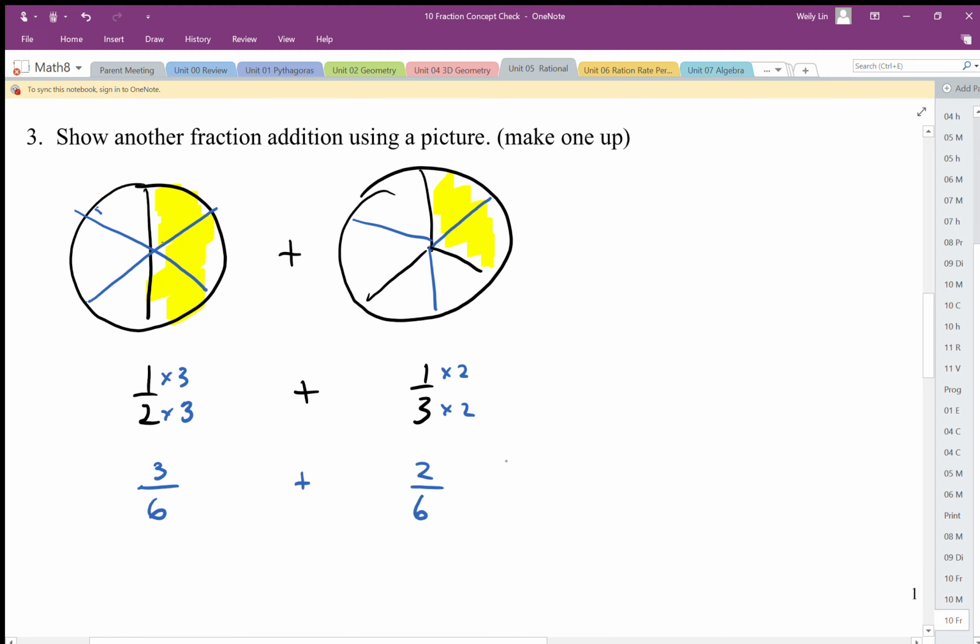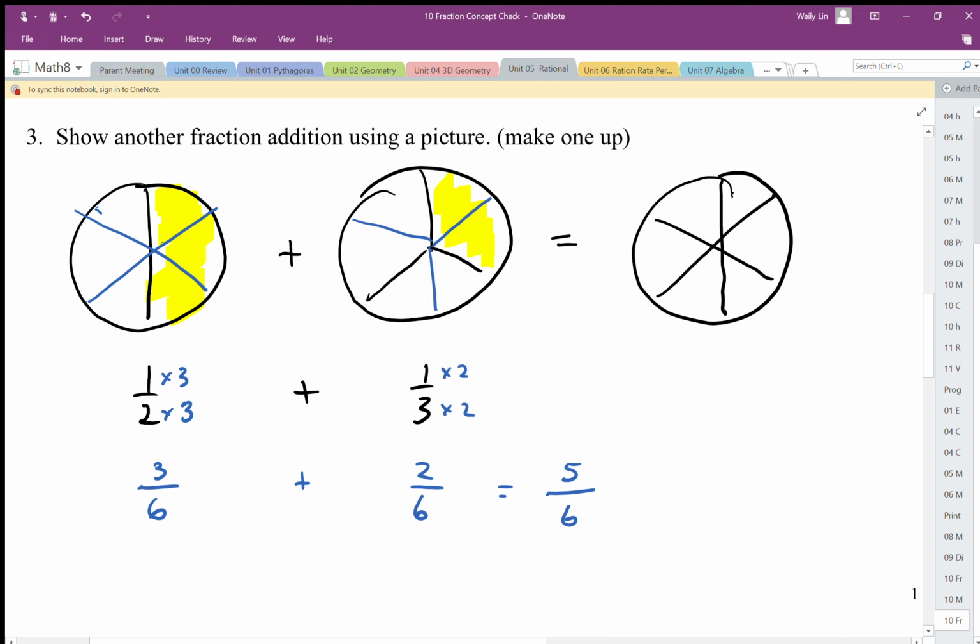So when I add these together, I have a total of 5 pieces. The size of pieces are the same, so I'm still going to have 1/6 pieces. And I end up being able to shade 5 out of those 6 pieces. Okay, so I have my original 2 plus 3 more. So I end up with 5/6 as my solution to this addition problem.